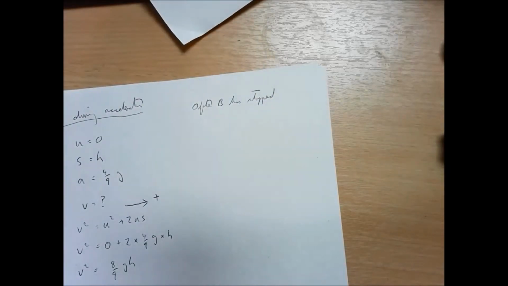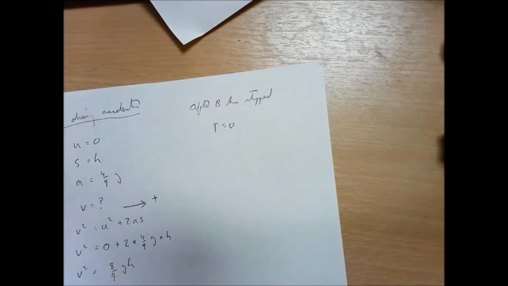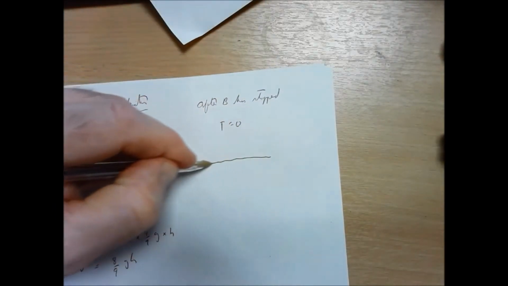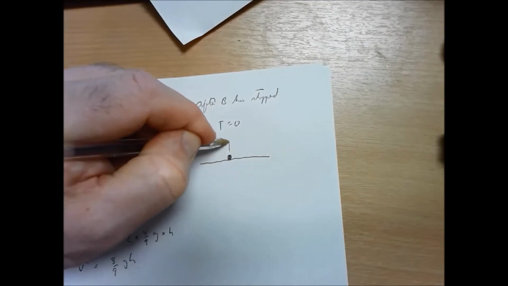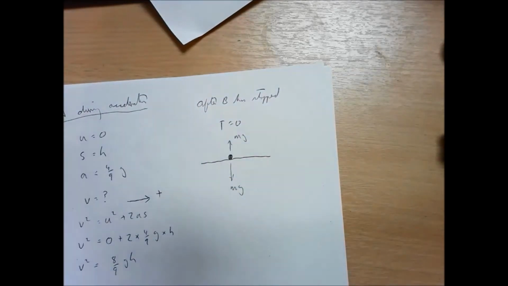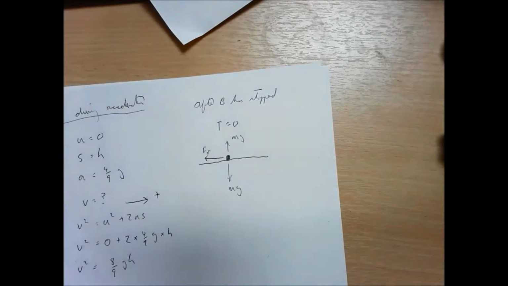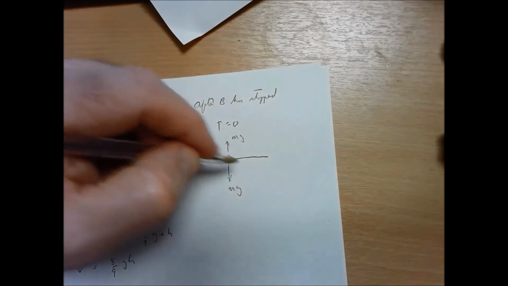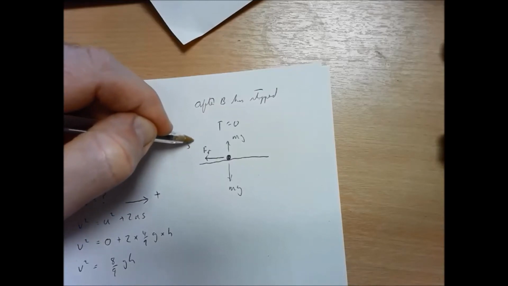So after B has stopped, we know at that point that tension equals 0. So I'm just going to need to consider A. There's mg, which we've got from the earlier part. There's no T, but I still have a friction. And friction we know from the earlier bit equals mu times the reaction, which is mg, so 2/3 mg.